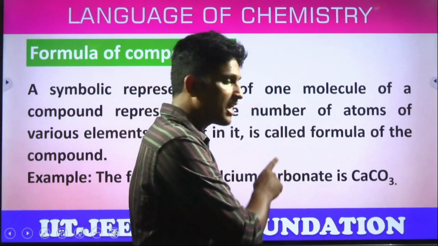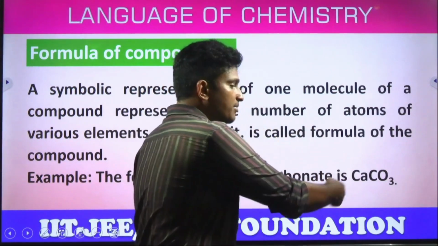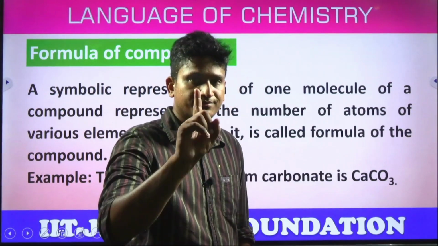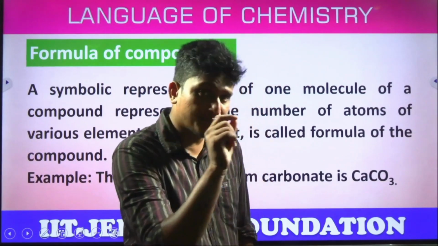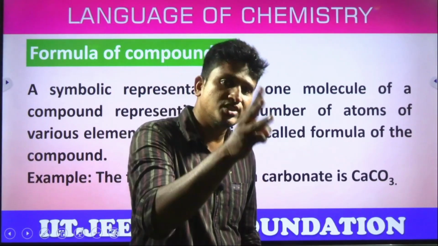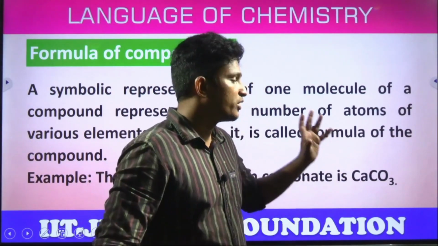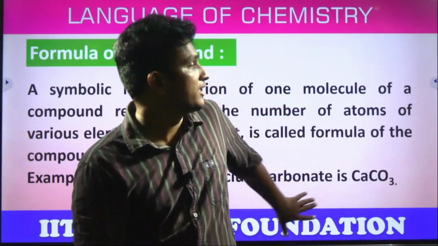In one molecule we have one calcium atom. There is no number in general; if there is no number, it means one calcium. There is no number for carbon also, so one carbon, and there is the number 3 for oxygen. What does it mean? Three oxygens all combined together to produce a molecule called calcium carbonate.